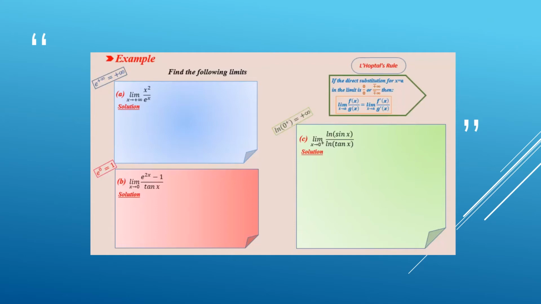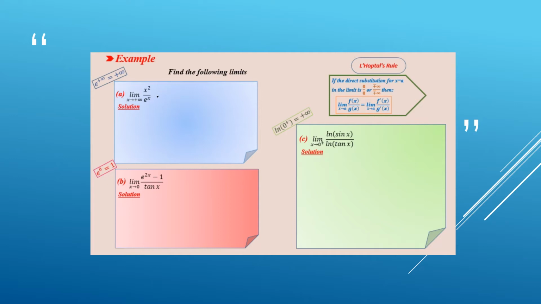Hi everyone, in this video we will solve three limits and you have to use L'Hopital's rule to find these limits. And as you know, L'Hopital's rule says that if the direct substitution for x equals a gives 0 over 0 or plus minus infinity over plus minus infinity, then limit f over g equals limit f prime over g prime.